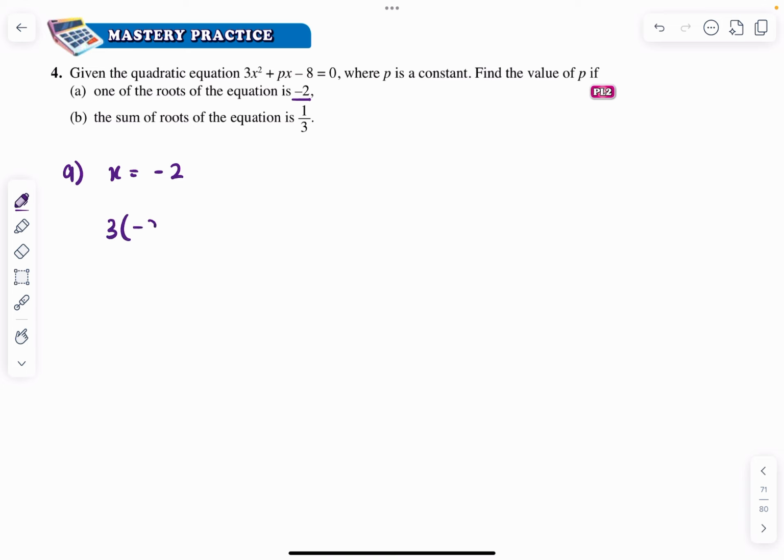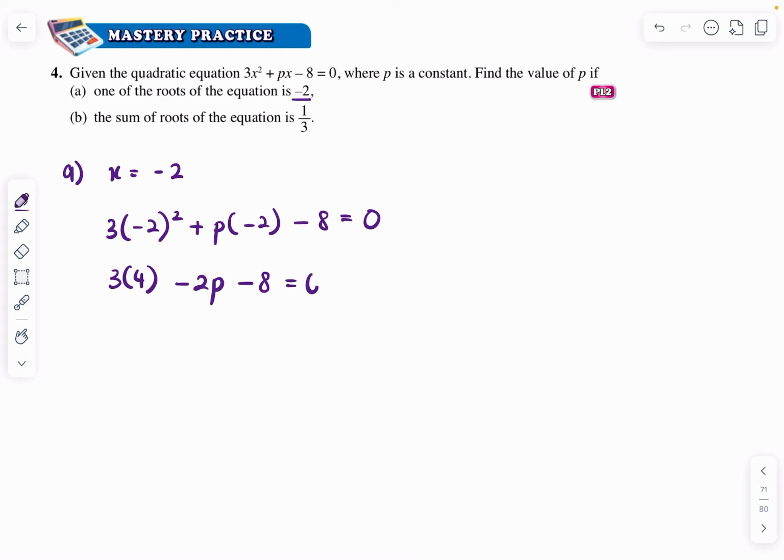So 3 times -2 square plus p times -2 minus 8 is 0. We expand, this will be 3 times 4 minus 2p minus 8 is 0. So 3 times 4 is 12, 12 minus 8 is 4. So 4 minus 2p is 0. Therefore 4 equals to 2p and p will equal to 4 divided by 2.